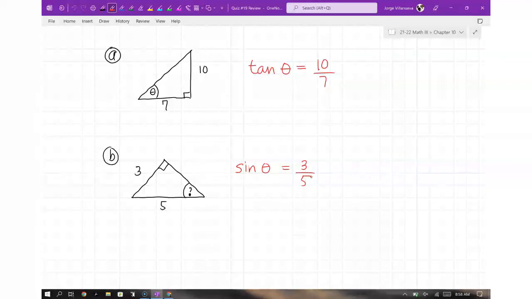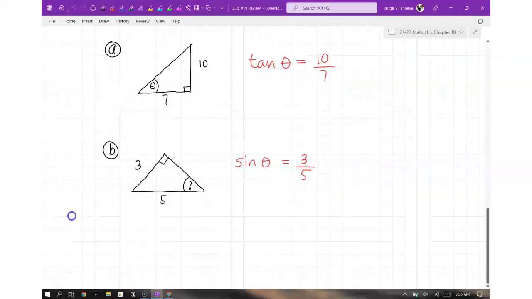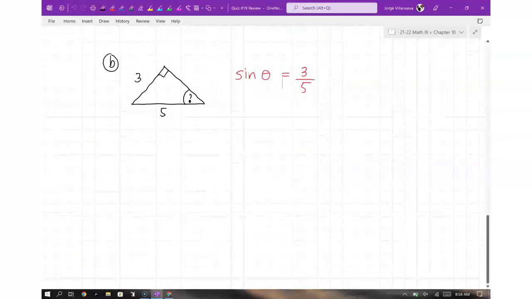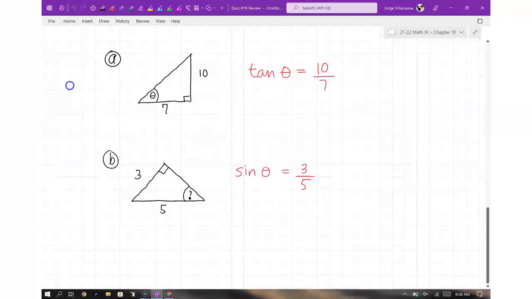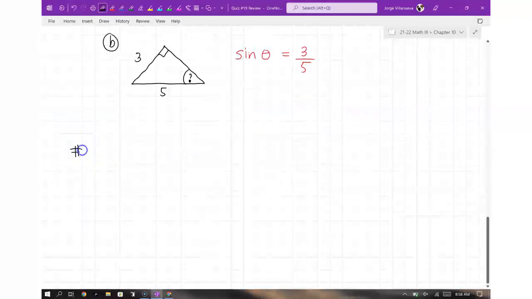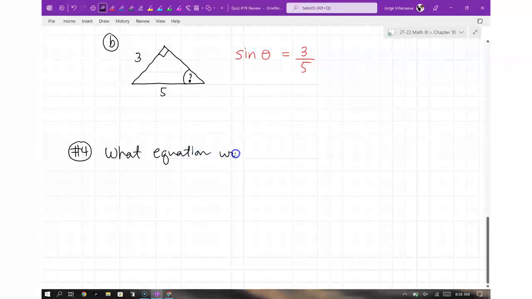Now, aside from that, they're going to make you go one extra step, and they're going to say, can you solve for the angle? What would be the equation to solve for the angle? Not just to get you started, but to solve. So here's, what is this, number 4? So number 4, which or what equation would you use to solve for the angle?